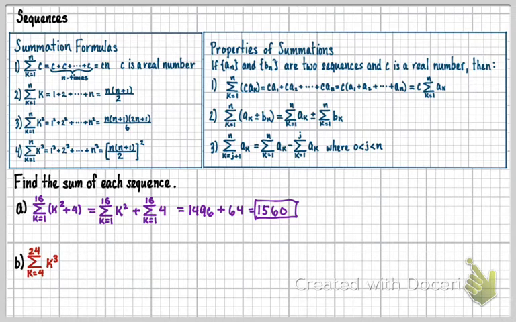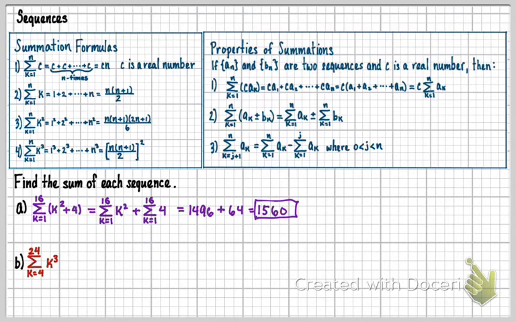Now for number B here, this is a little different because it looks like this is just a k cubed one. And that would be this summation formula for n number 4 here. But the difference here is, notice this says k equals 1. This says k equals 4. So that tells us that there's a big difference here.